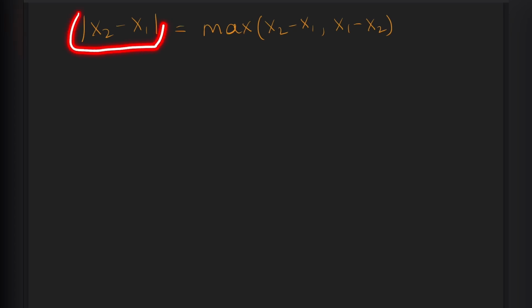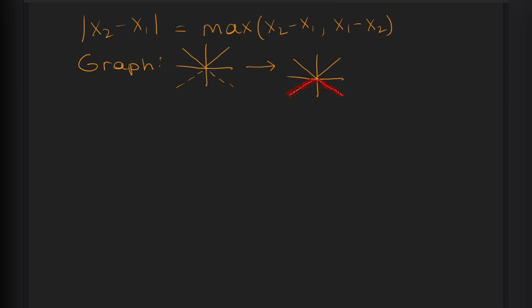Okay, let's linearize the absolute value function now. So first we need to understand that the absolute value of x2 minus x1 is the same thing as maximizing the function x2 minus x1 and the function x1 minus x2. So what do I mean by that? Let me show you a graph so you can understand a little bit better visually.